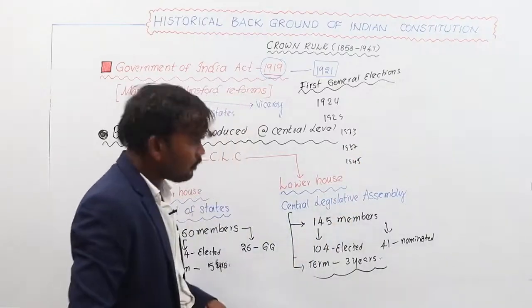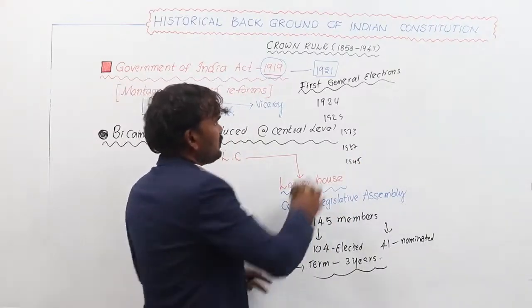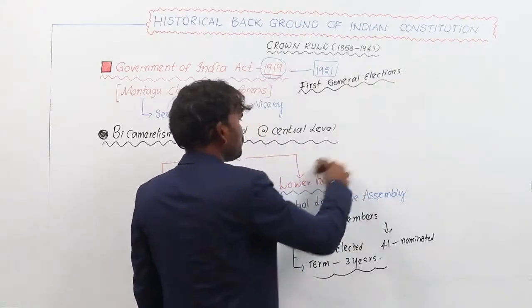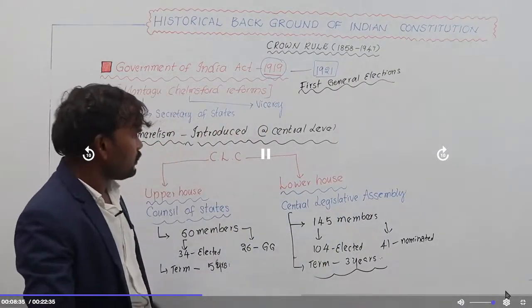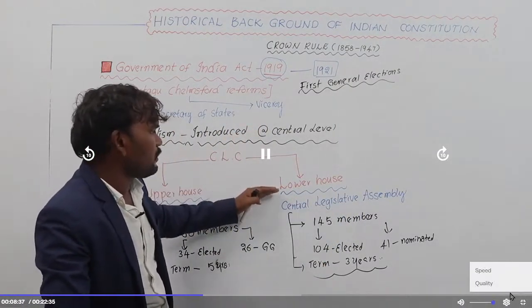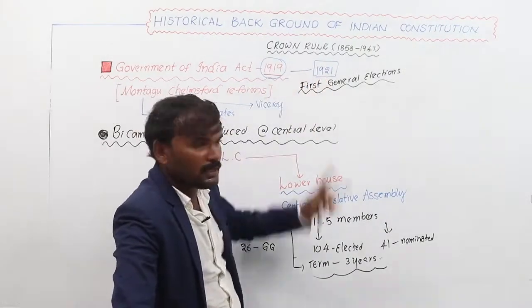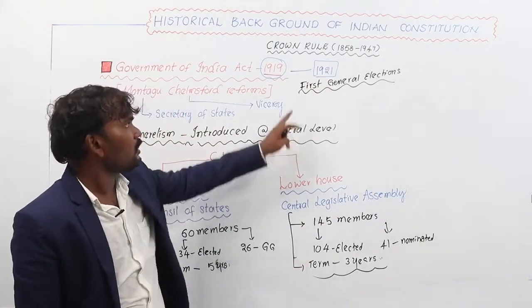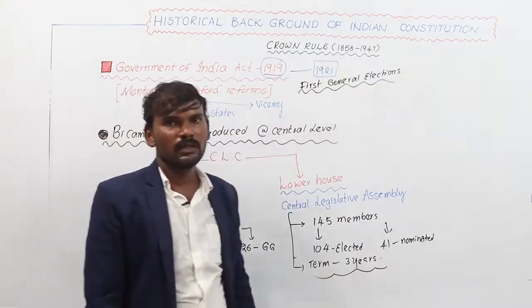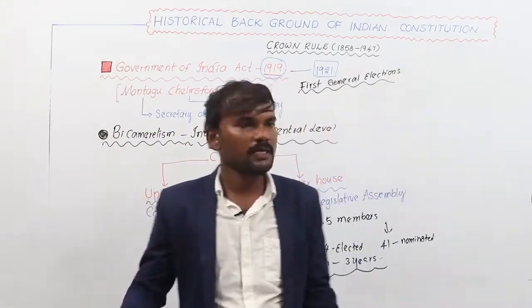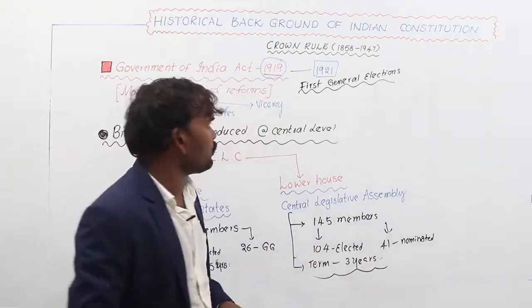So, 6 times general elections were held during the British Empire. To elect members to the Central Legislative Assembly as per this Act, the first general elections were held in 1921. 104 members were elected by the 1921 general elections. This is the basic concept. Bicameralism was introduced at central level with the Council of States and the Central Legislative Assembly. This is a very important point you should remember.